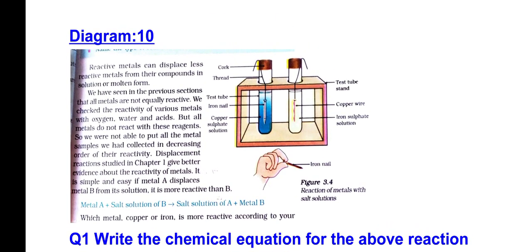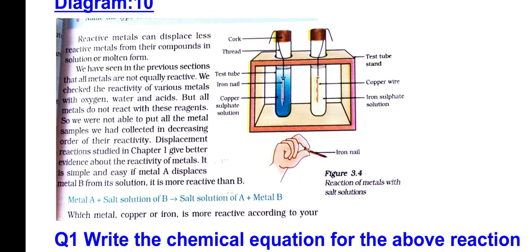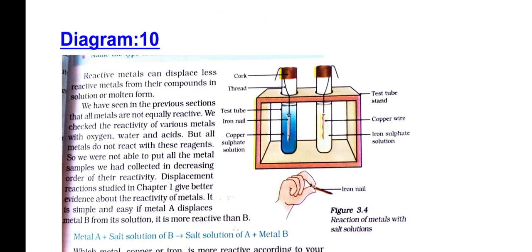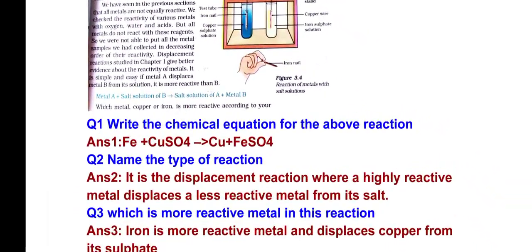Now let us consider diagram number 10. In this diagram you can see, in the blue colored copper sulfate solution, an iron nail is dipped. After some time, you can see the changes in the copper sulfate solution. And the second mixture is iron sulfate solution with a copper wire dipped in it. Let us see the questions related to it.